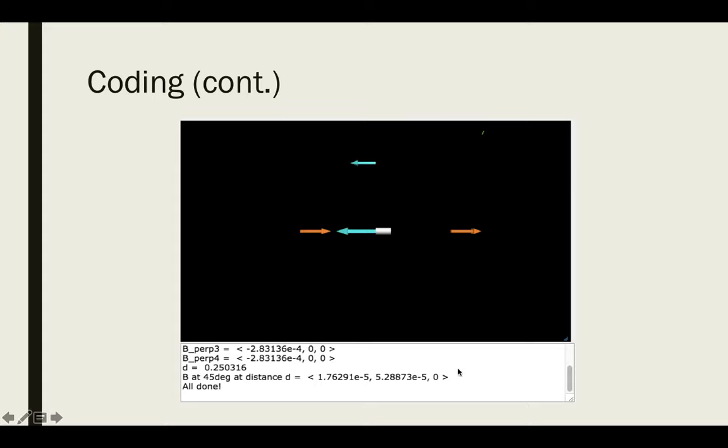And so here are my 3 and 4 off-axis values. You're welcome to open the link to my code to see my other values, because they kind of got cut out here. But then this is my magnetic field at 45 degrees.